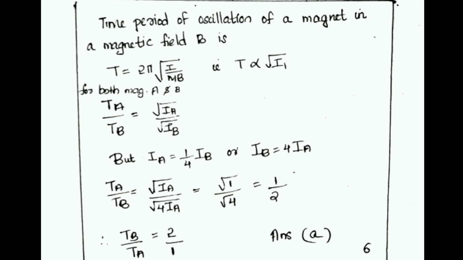But IA equal to 1/4 IB, this is given in the question, or IB equal to 4 IA. Therefore, TA by TB is equal to root of IA by, instead of IB, we can write 4 IA. IA gets cancelled and we get root 1 by root 4, that is 1/2. Therefore, the question asked the ratio of time period of B to A, that is TB by TA equal to 2/1 or 2:1.